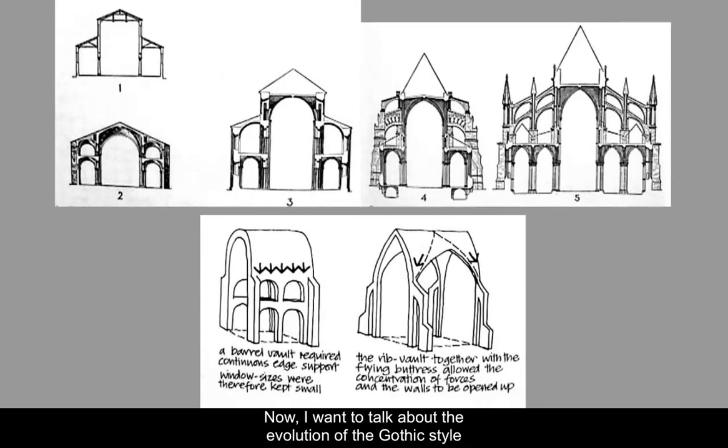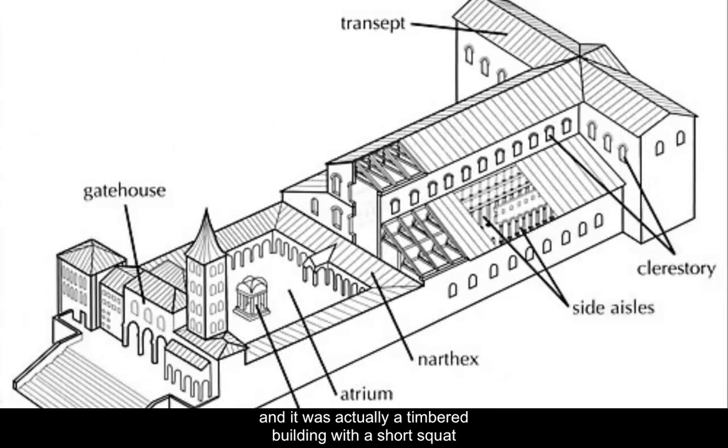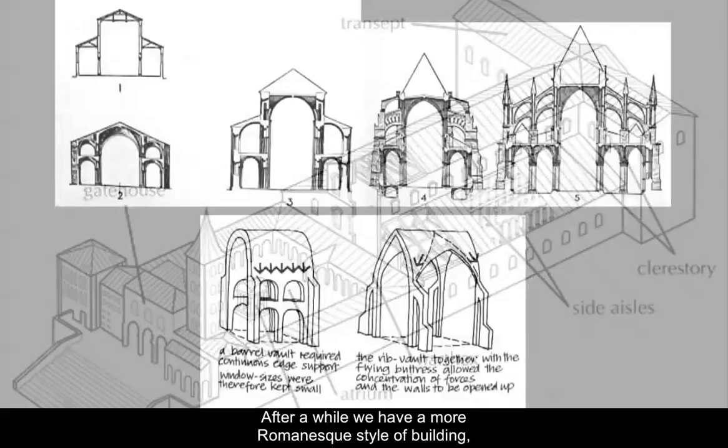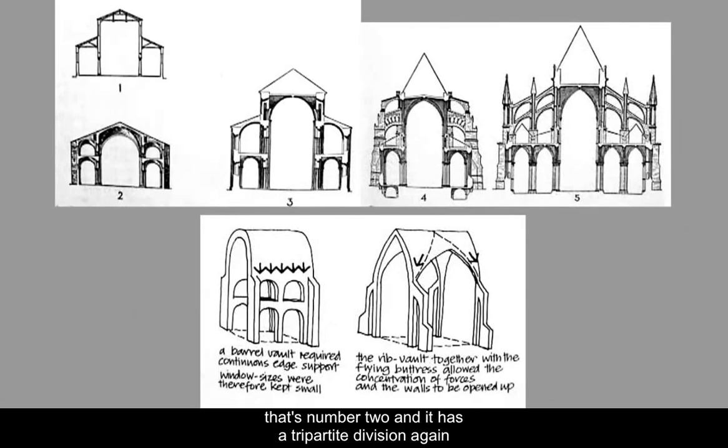Now I want to talk about the evolution of the Gothic style from the early Christian all the way through the Byzantine and the Romanesque. Number one on this screen here is actually St. Peter's, and it was a timbered building with a short, squat clerestory on it. After a while, we have a more Romanesque style of building. That's number two. And it has a tripartite division, again, where you have two side aisles and you have a nave. And the term nave comes from shipbuilding. Basically, the hull of a ship upside down kind of looks like a nave, and so we get that.